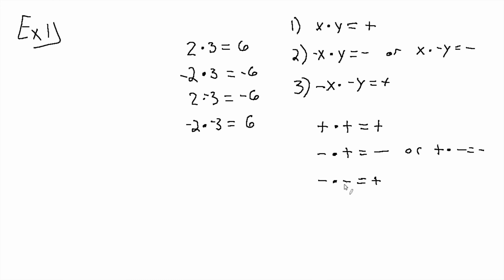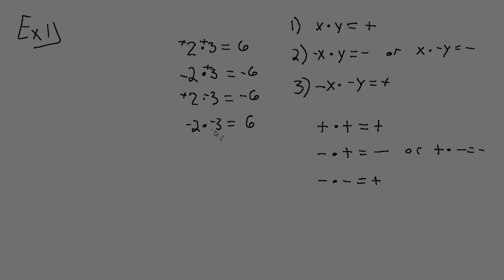Normally we don't write positive 2 times positive 3. We don't leave the addition there or the positive sign in front of the number, but instead just leave it off. So we normally don't write it. So when a value doesn't have a positive or a negative in front of it, you assume that it's positive. But if it has a negative, then you can say that it's negative. Okay, on to example number 2.